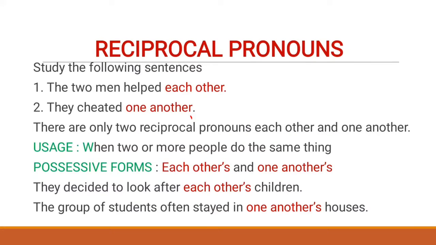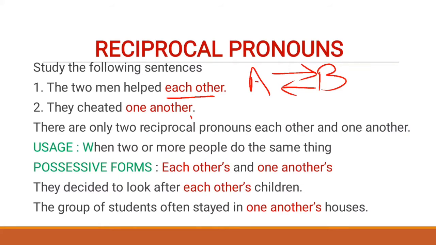Reciprocal pronouns. This is another category of pronouns. And to understand reciprocal pronouns, let's study the following sentences. The two men helped each other. For example, we have two men, A and B. So here, A helped B and B helped A. And that is why we are saying the two men helped each other.